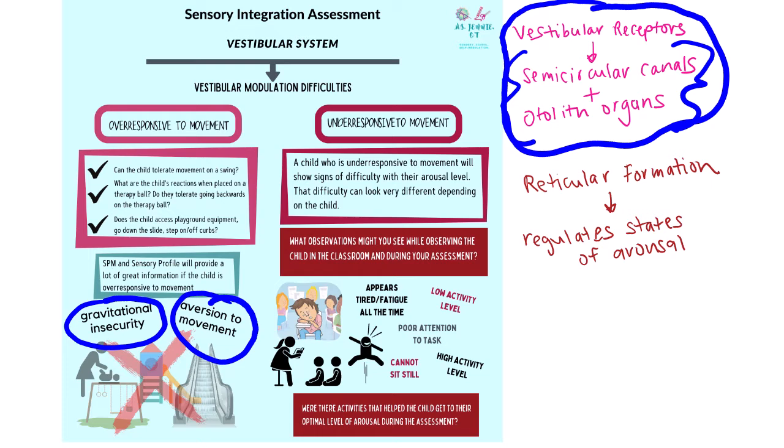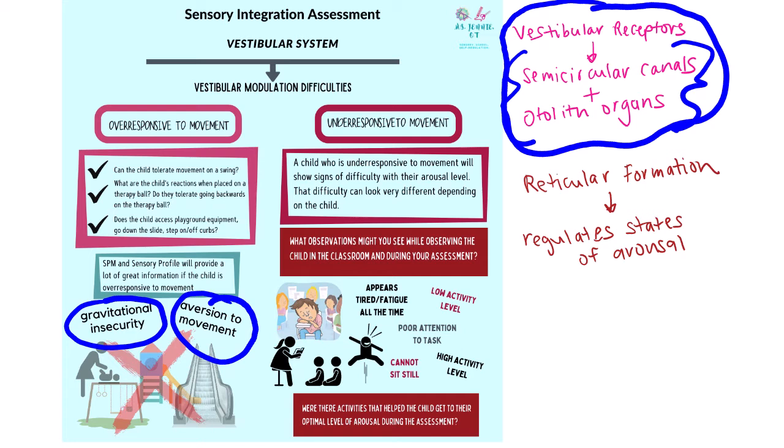And then, do they tolerate going backwards on the therapy ball? Can you tilt them backwards? They will not like it if they are gravitationally insecure. And that's where you see the babies that are having difficulties with diaper changes and things like that. They might be gravitationally insecure.